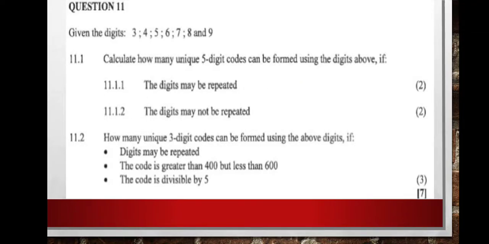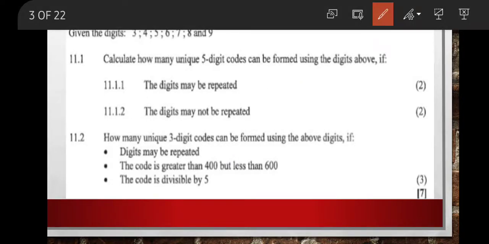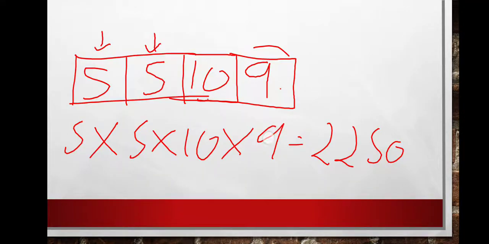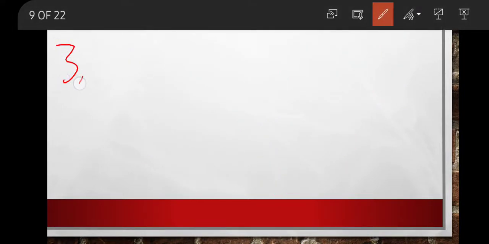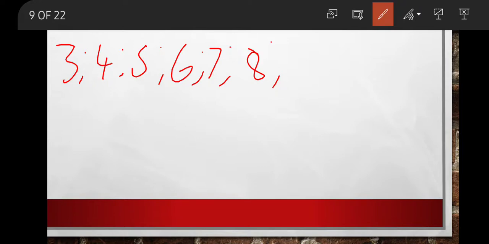Now let's check with these 2 last statements. What do they mean? So we have the numbers 3, 4, 5, 6, 7, 8, and 9. Now we are being told that the digit must be, so the code, let's just say the code must be greater than 400 but less than 600.